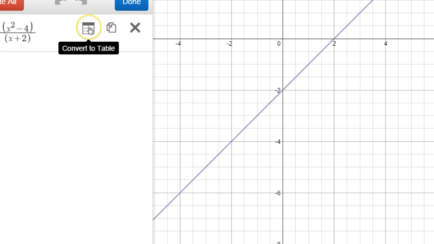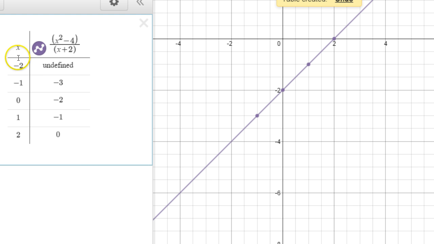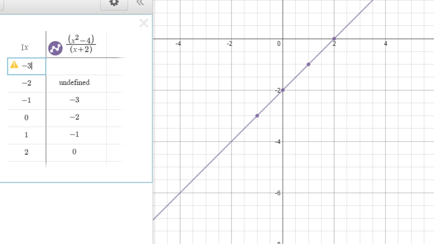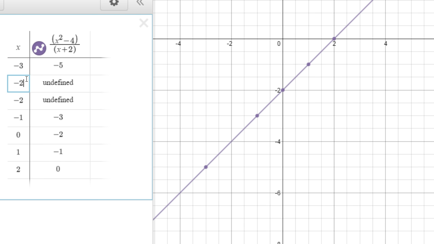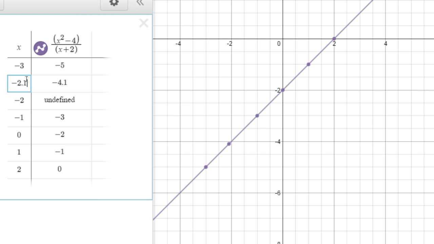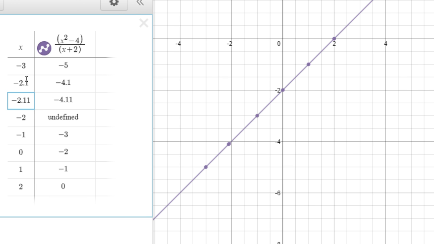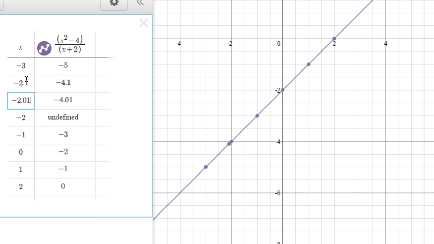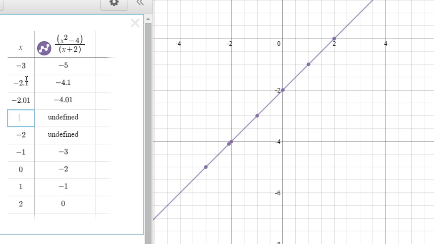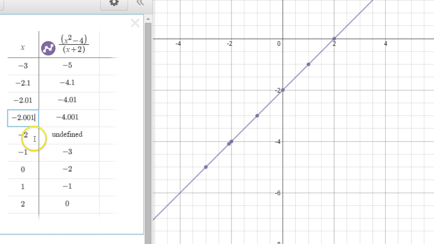Now numerically, we can do the same exact thing except with a table. So we would approach -2 from the top, so we would get -3 right there. Then we could get really close, so -2.1, or I'm sorry, that's not getting closer, so -2.01, or -2.001. And you could see that we're getting really close to -4.